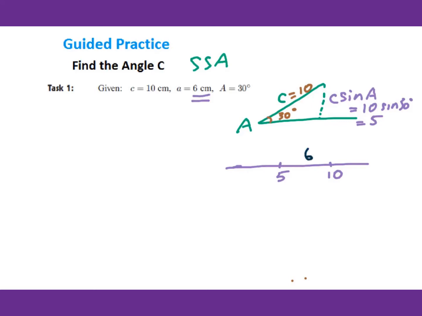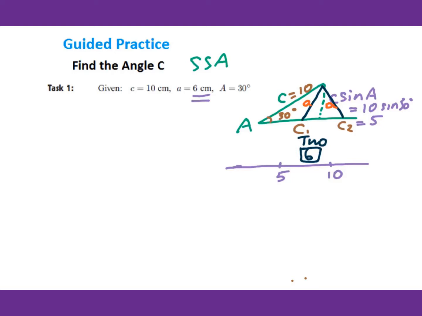6 is between 5 and 10. Therefore, you have two solutions. We can draw, this is one solution, this is another solution. We label this is c1, here is c2. Also, we label this is a, this is a.